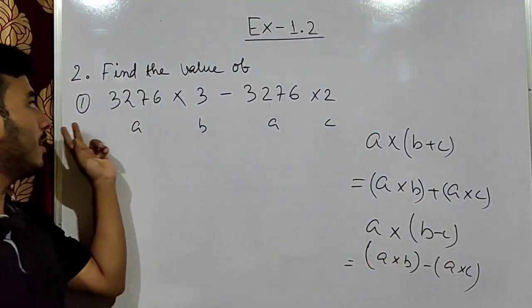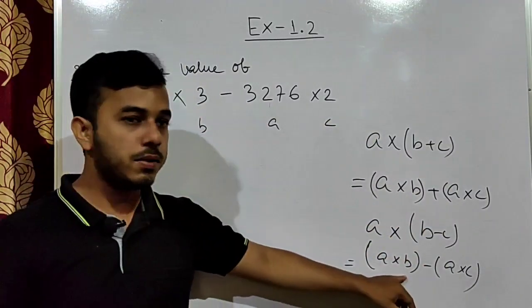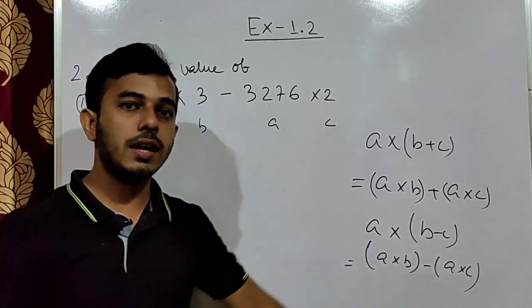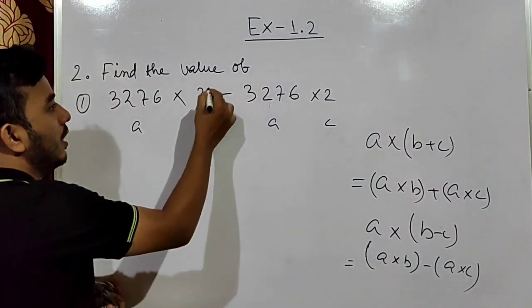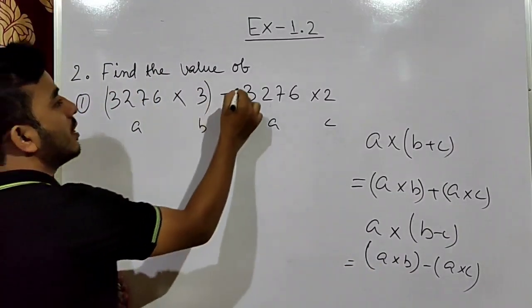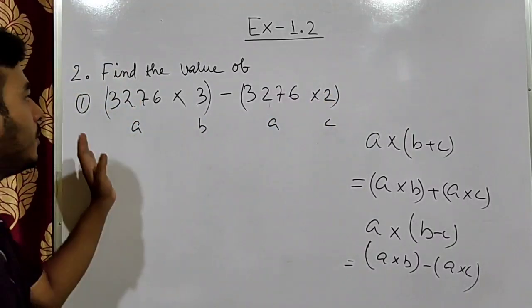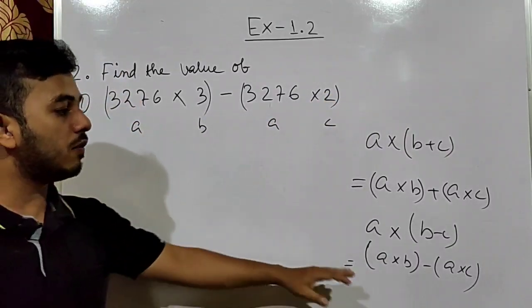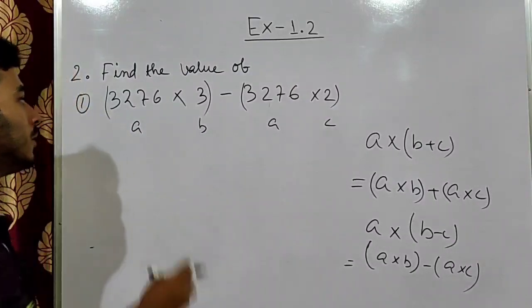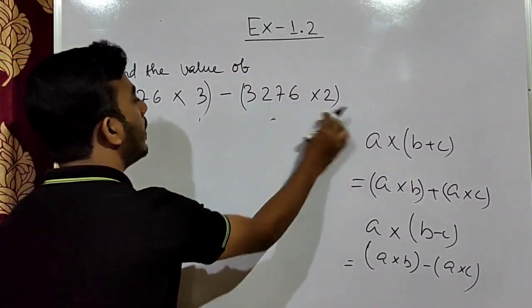So this expression is in which form? This form, a into b minus a into c. Clear? If we give bracket here, it will be better for you to understand. So let's give bracket. So now this is clearly visible, right? That is, this expression is in the form this. Okay. So now how will we multiply?